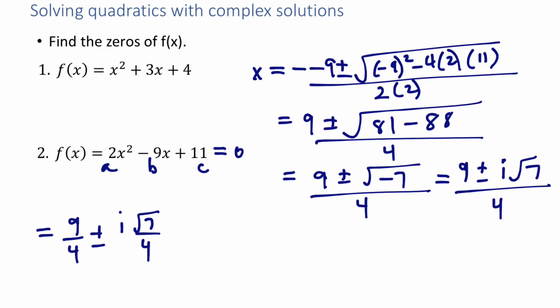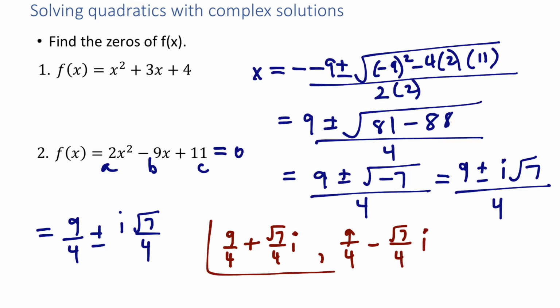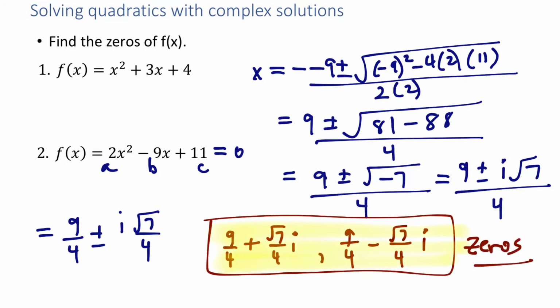And now I'm going to write it as 2 separate zeros. So I'm going to say 9/4 plus root 7 over 4 i is one zero, and 9/4 minus root 7 over 4 i is the other zero. So I wrote them in a list in a plus bi form. So these are your zeros.